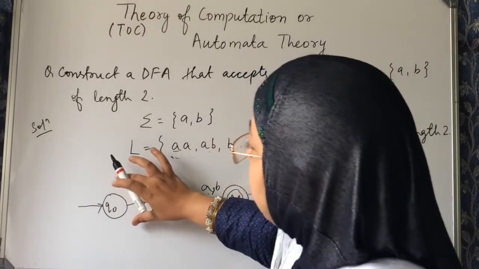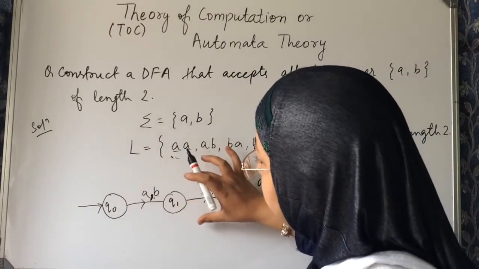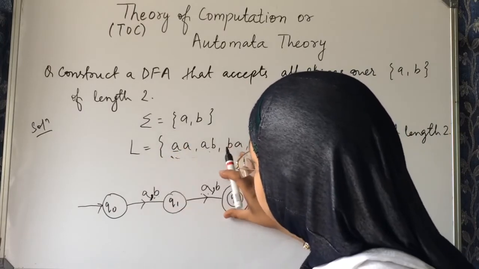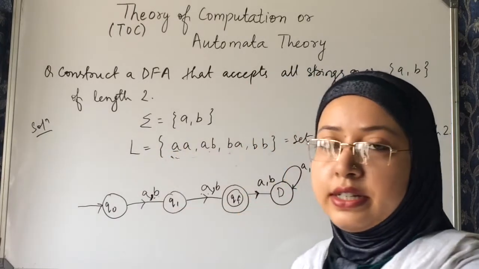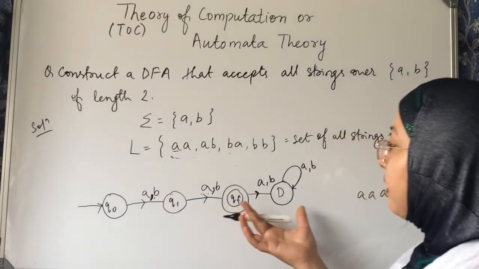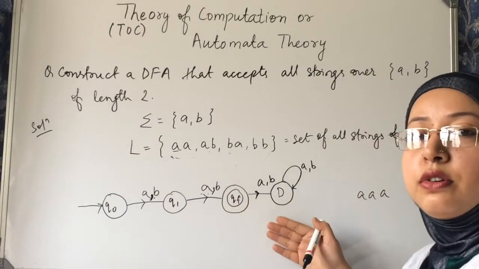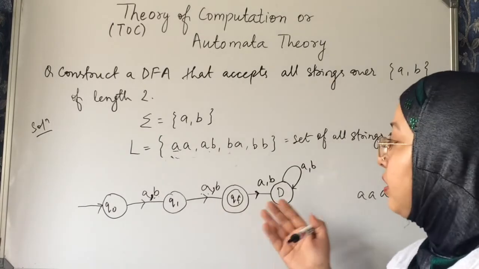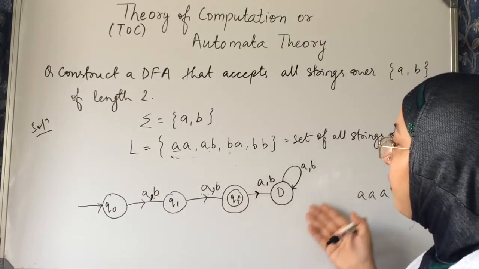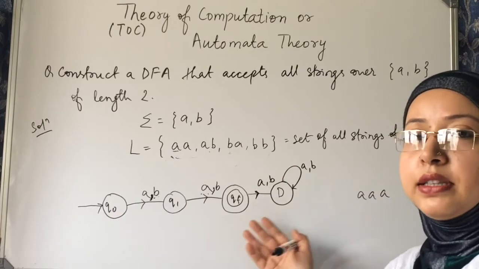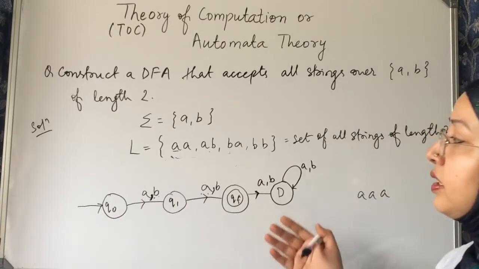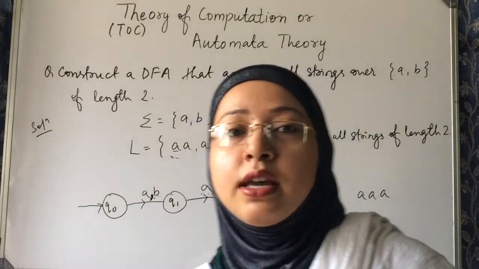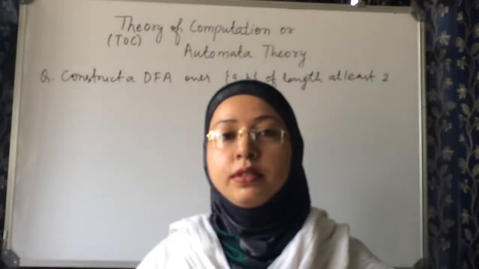So at Q0 it can either see A or B, either A or B, and it will reach the final state. And any symbols after that will go to the dead state, which is not reachable to the final state. So these are the strings which will be rejected by this DFA. So this is the minimal DFA for the given problem. Okay. So let's see some more problems.